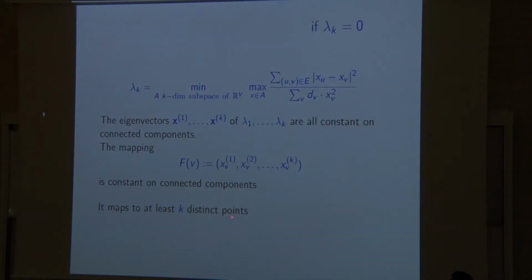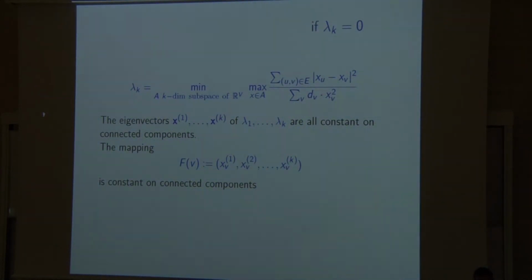Now, the two observations are, one, that in the case in which lambda k is 0, this mapping also is constant on connected components. So if you look at how this graph is embedded, if two vertices are in the same connected component, they have to be mapped to the same point in space. That's because if each of those eigenvectors is constant on connected components, their x1 value is the same, and their x2 value is the same, and their xk value is the same, so the whole k tuple is the same.